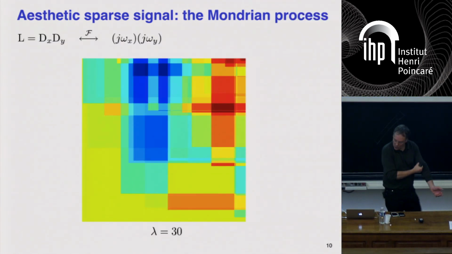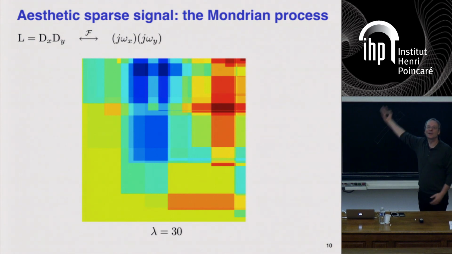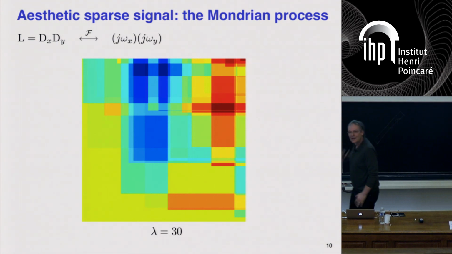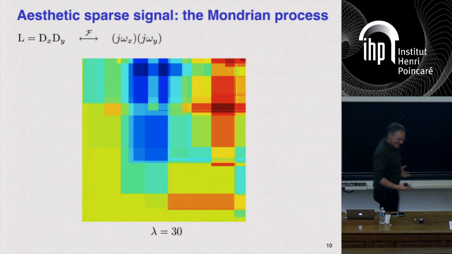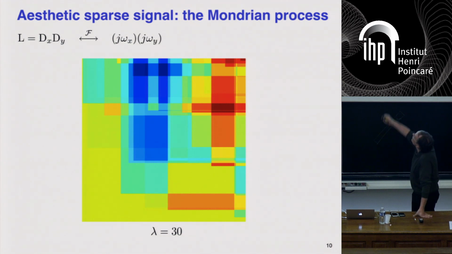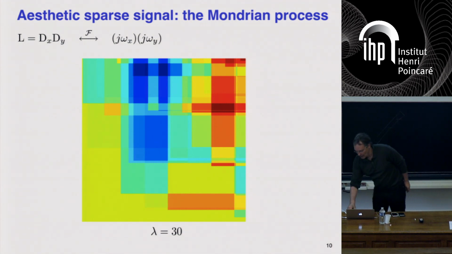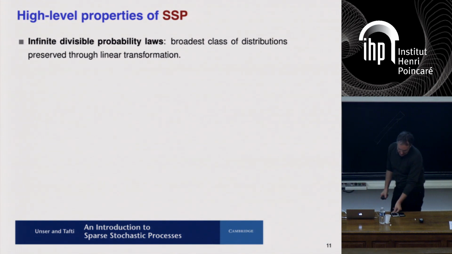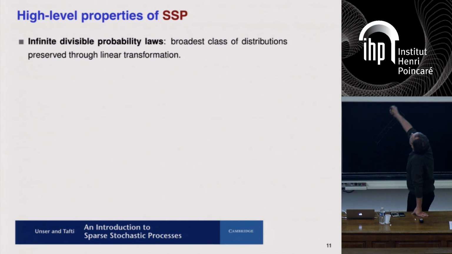Now, to show you one, it's a very stereotyped example. It doesn't look like Lena, okay? But that's the image that goes with the Haar transform. It would be like the compound Poisson in 2D, with a separable operator.